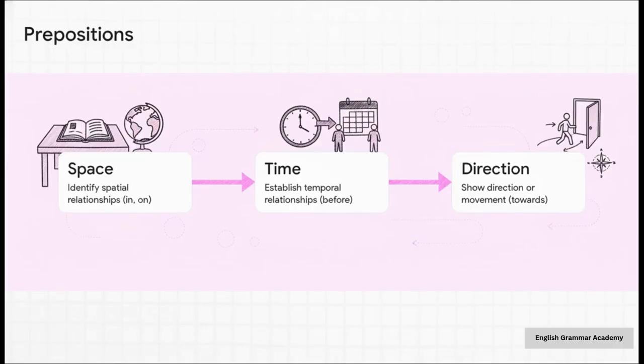Prepositions, on the other hand, are highly specific connectors. They act in logical steps to anchor a noun relative to something else. First, they establish physical space. The book is on the table. Second, they establish time. We meet after lunch. And third, they show direction. We are walking towards the door. Seriously, without prepositions, our nouns would just be floating around in an empty void.